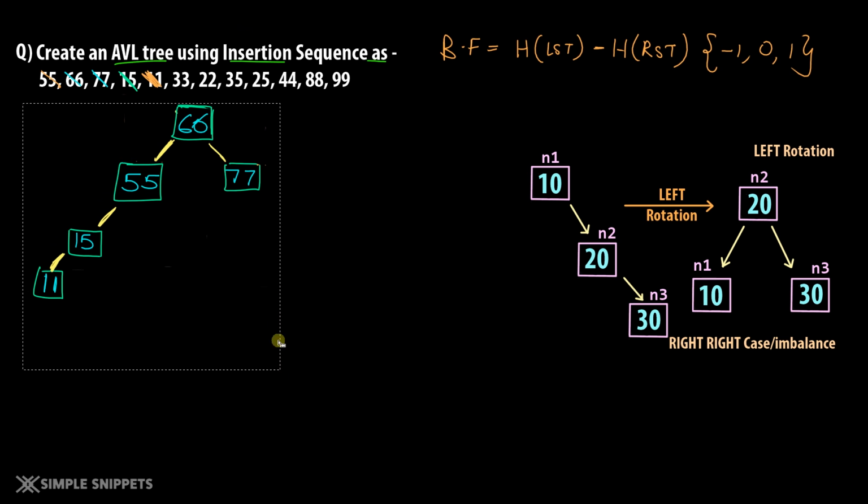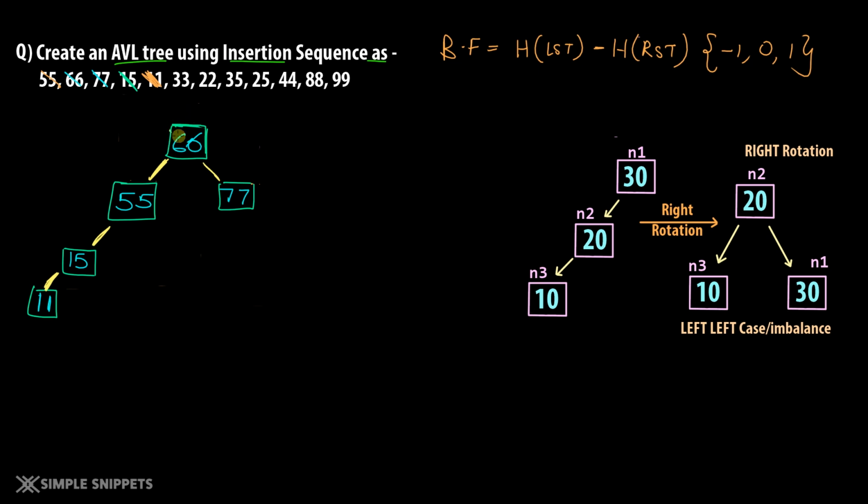So let's do that. So calculating the balance factor for node 66. So left subtree is this node which has 3 nodes. So height is 2. So we have 2 minus, what is right subtree? We have only one node. So height is 0. So 2 minus 0 is equal to 2. So immediately we've got one imbalance.